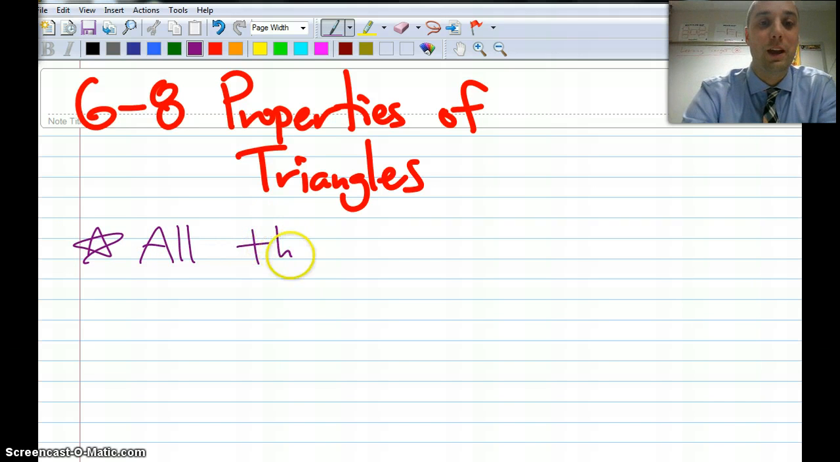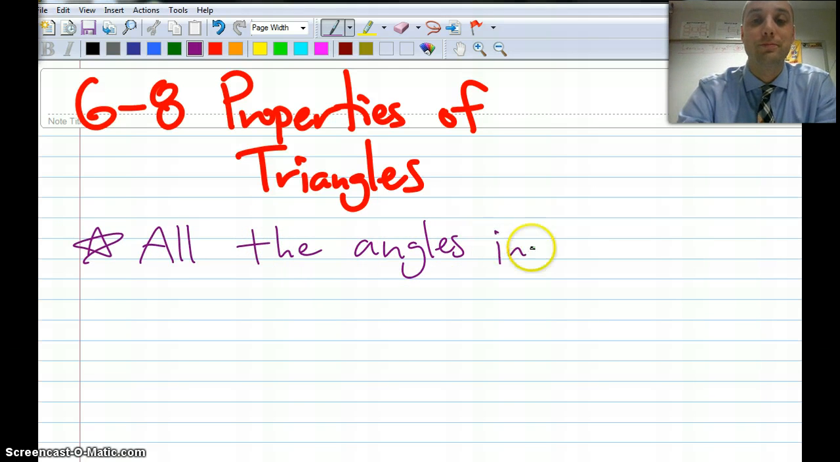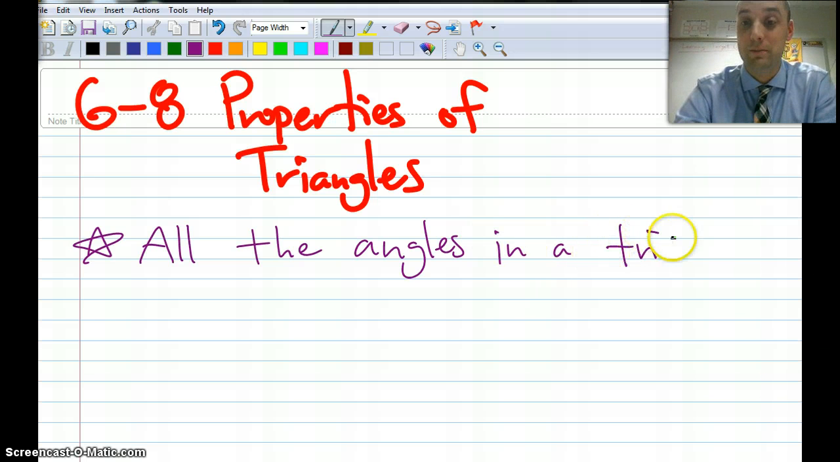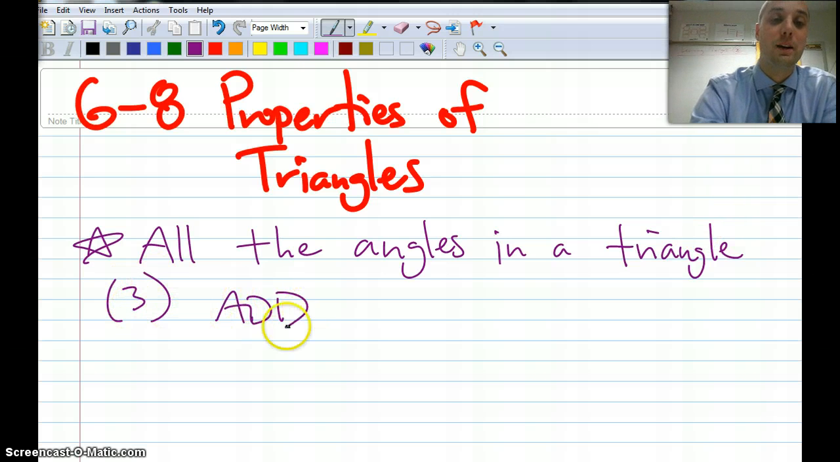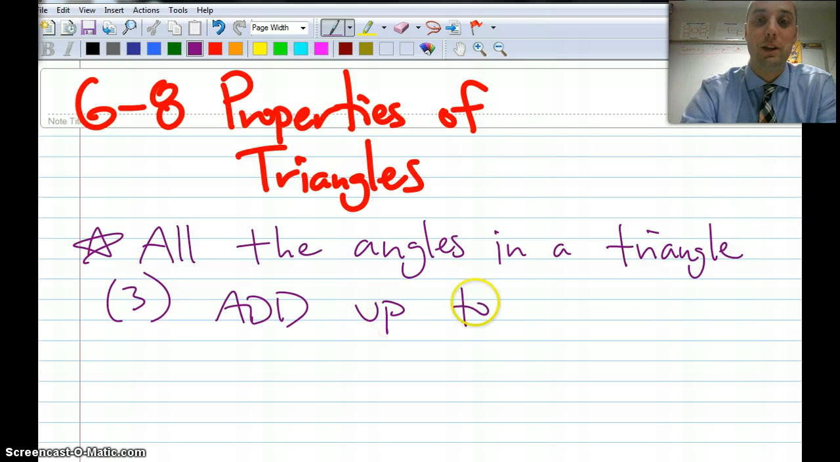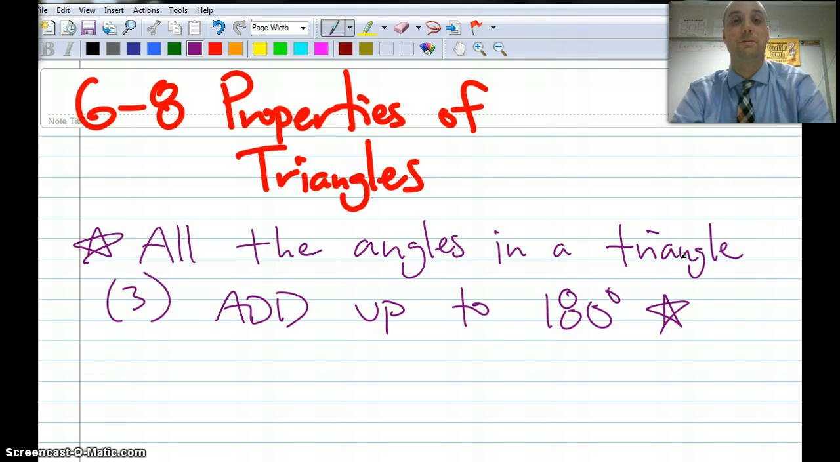All the angles in a triangle, of which there are three, all the angles in the triangle add up to 180 degrees. There it is. That's huge, and that's a biggie. You need to remember that one. All the angles in a triangle add up to 180 degrees.